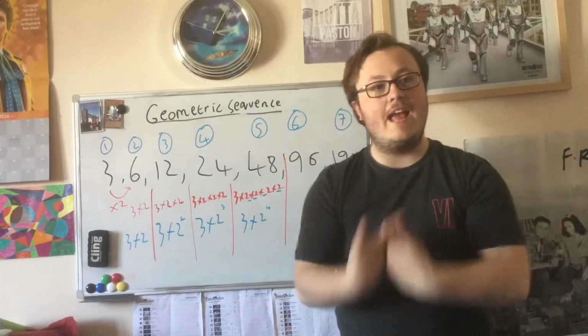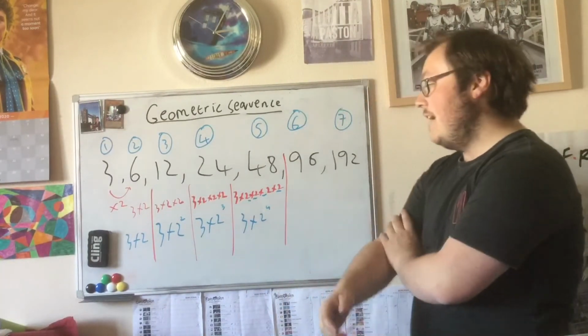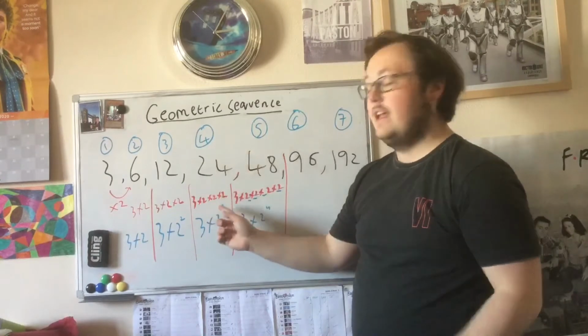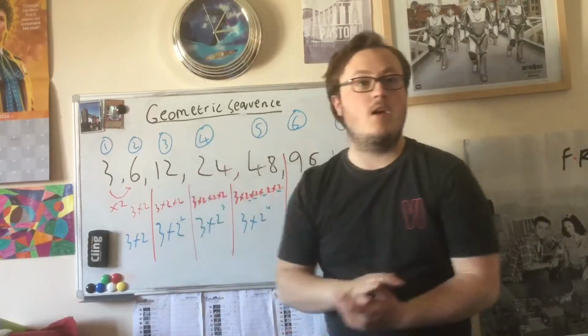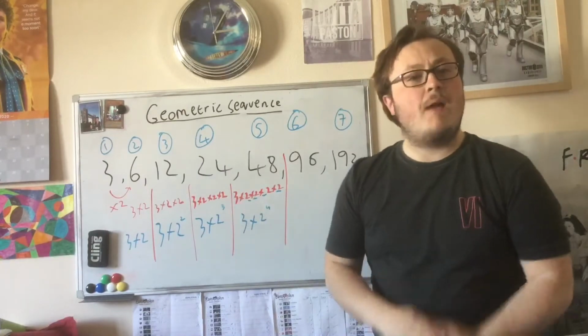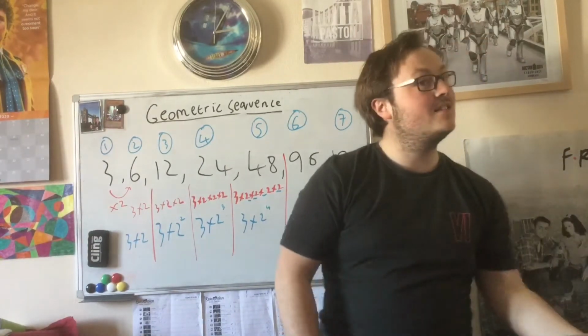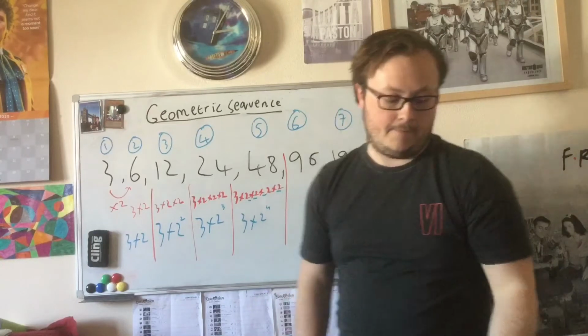So what is the nth term? Well, haven't you noticed that for the 4th term, it's the power of 3, for the 5th term, it's the power of 4, and for the 3rd term, it's the power of 2. What you're doing it to the power of is always one less than the term you're on.